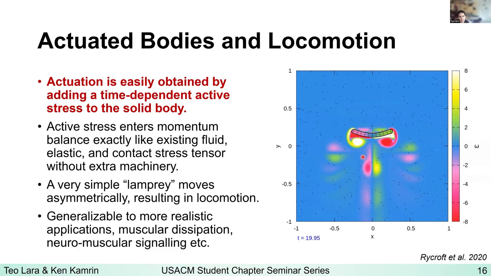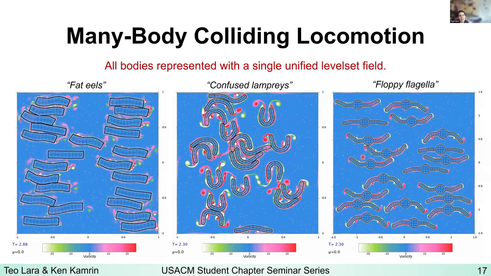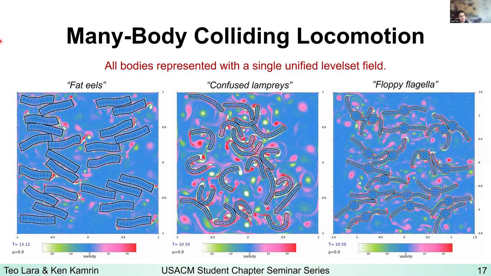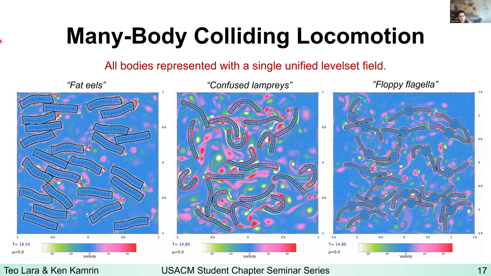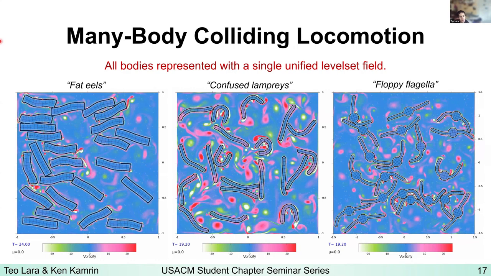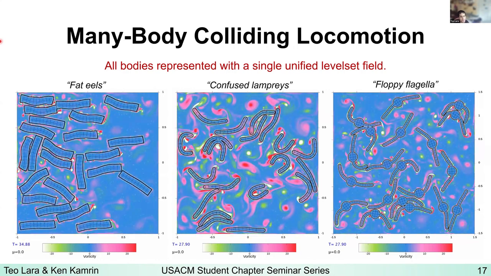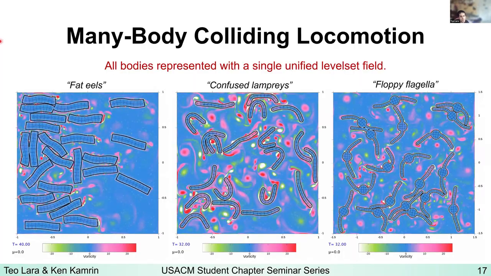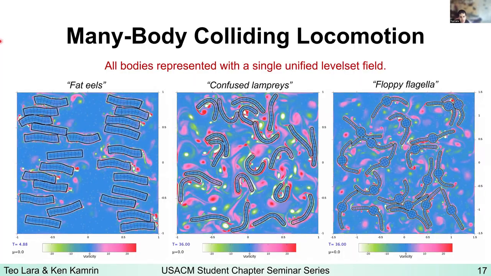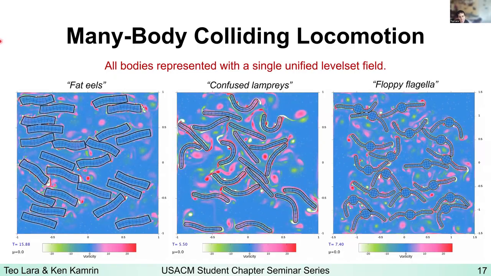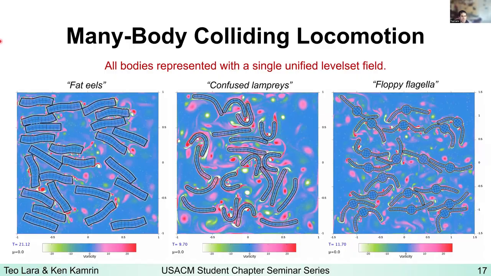And then just to have a lot of fun, you can combine this actuation with all of our contacts. So all of the bodies are modeled with a single level set field. All the contacts, the multi-body contacts and the self-contacts, are treated in the same fashion. And this is all on a fully Eulerian simulation domain. Again, these are not meant to be very realistic. I gave them funny names for that reason.